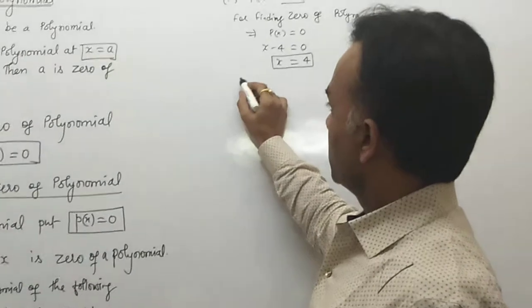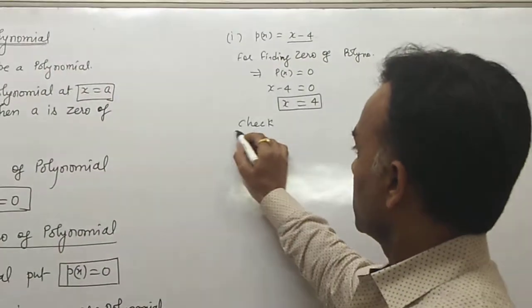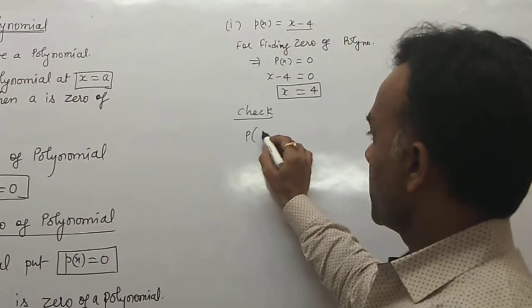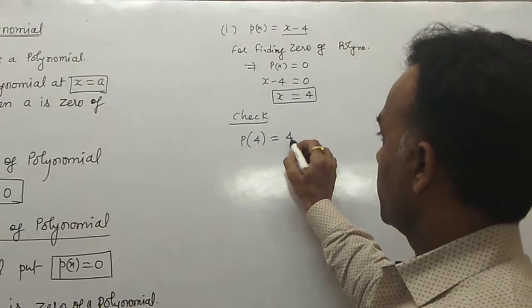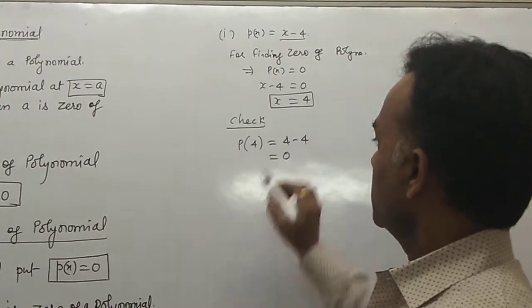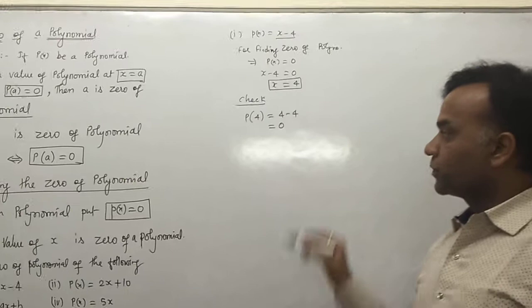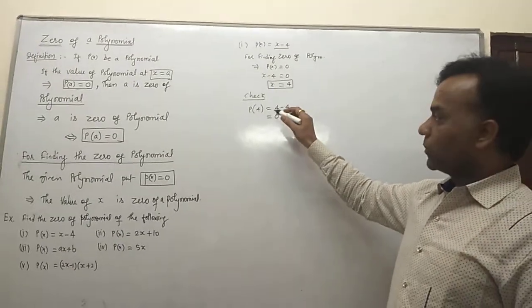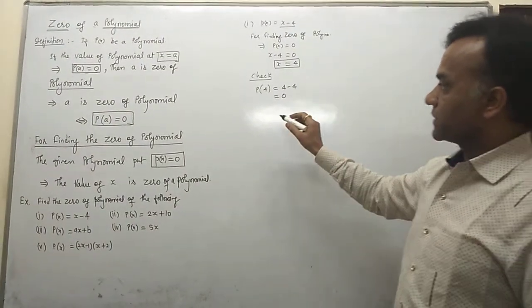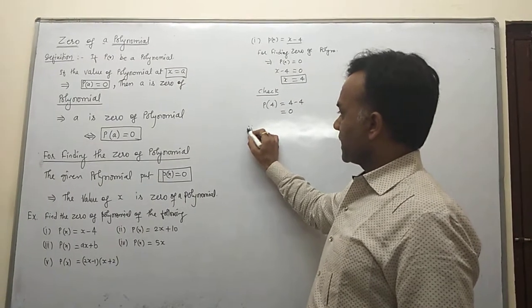And then check for your answer. You put p of 4, and then 4 minus 4, you have 0. So yes, our answer is correct, because after putting the value of 0, your whole polynomial is 0. It means your answer is correct.